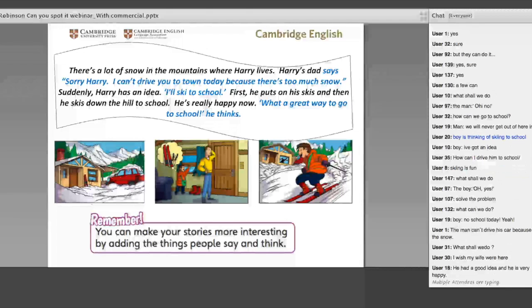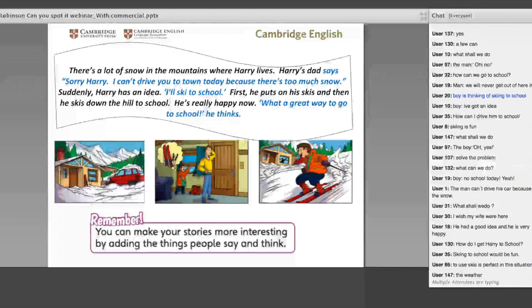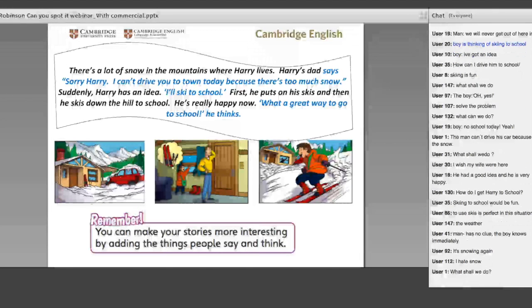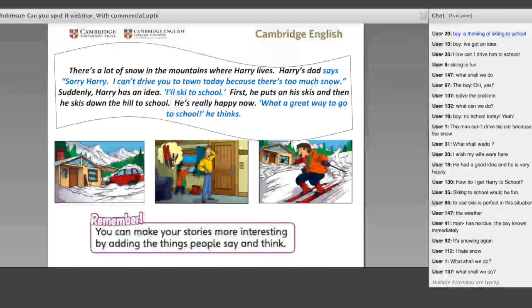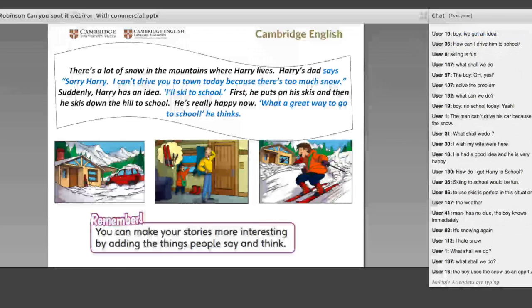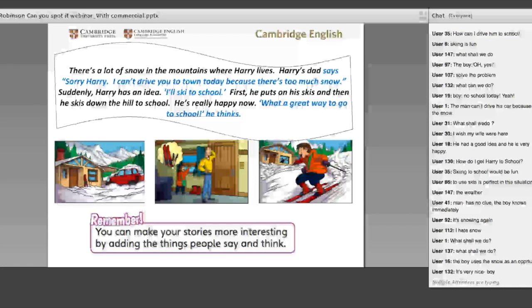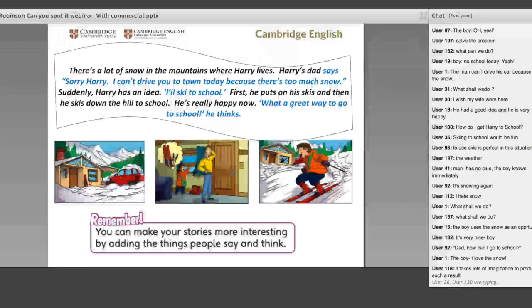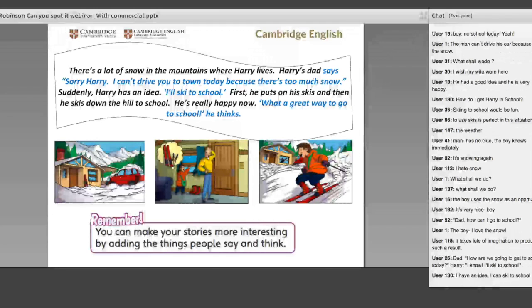Okay, so we can incorporate these things into our stories. We've still got the same basic story, but now we've got what Harry's dad says. Sorry, Harry, I can't drive you to school today because there's too much snow. Or sorry, Harry, I can't drive you to school today. And Harry can have the idea, I know, I'll ski to school. Okay, and I think you'll agree that these incorporations of ideas and things people say make the story a lot more interesting.